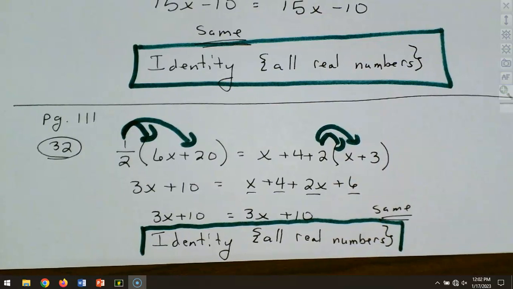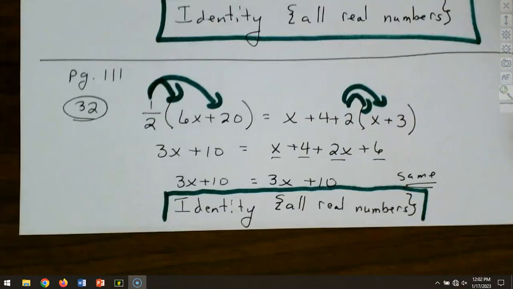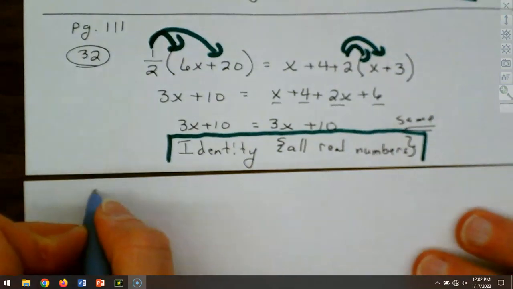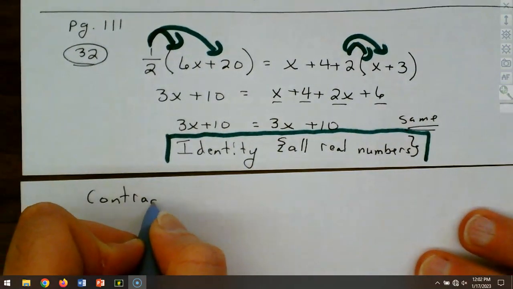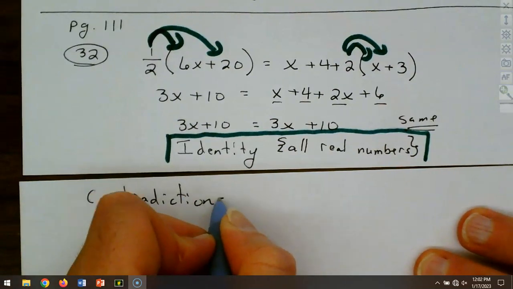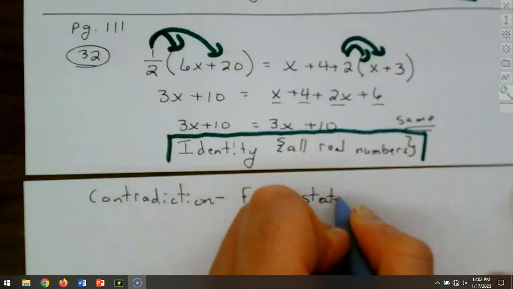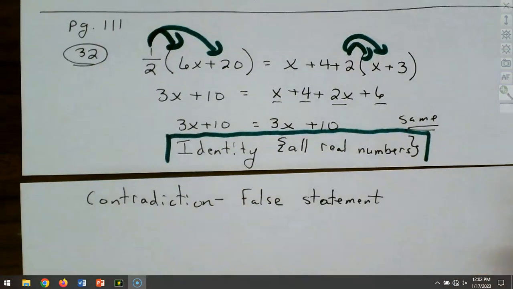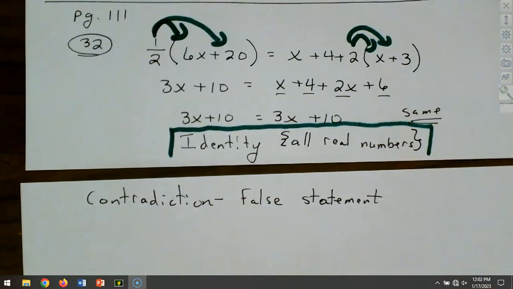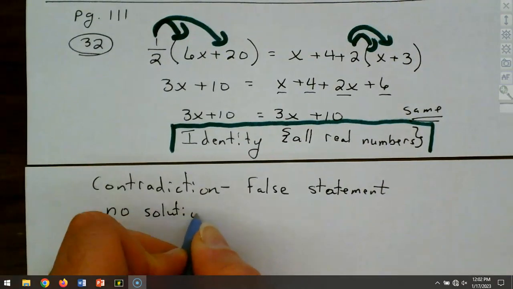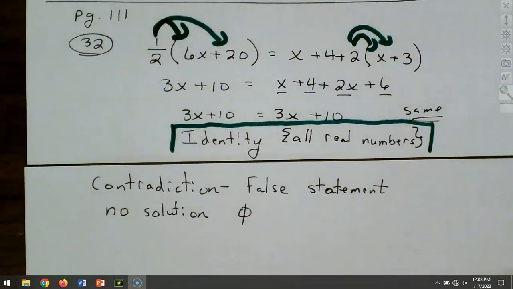Now, what's the last type? The last type of equation is a contradiction. So a contradiction is basically a false statement. It's a false statement. It has no solution. And we represent that with the empty or the null set, with the 0, with the slash through.